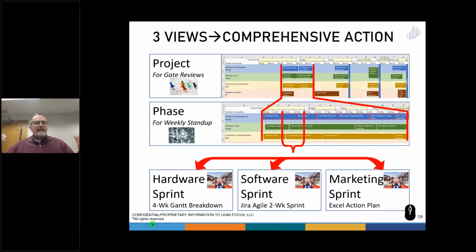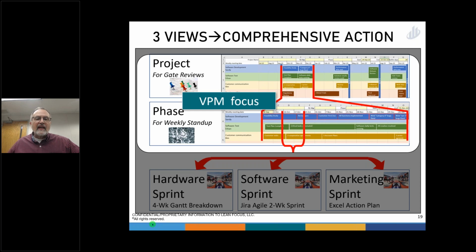The point is, when we get down to that windshield layer, every team can pick the method that is best suited to what they're developing and the history in their company. What we're really here to talk about is that phase view, which is what's keeping all of those different teams aligned. All right, so our focus in visual project management is above that.